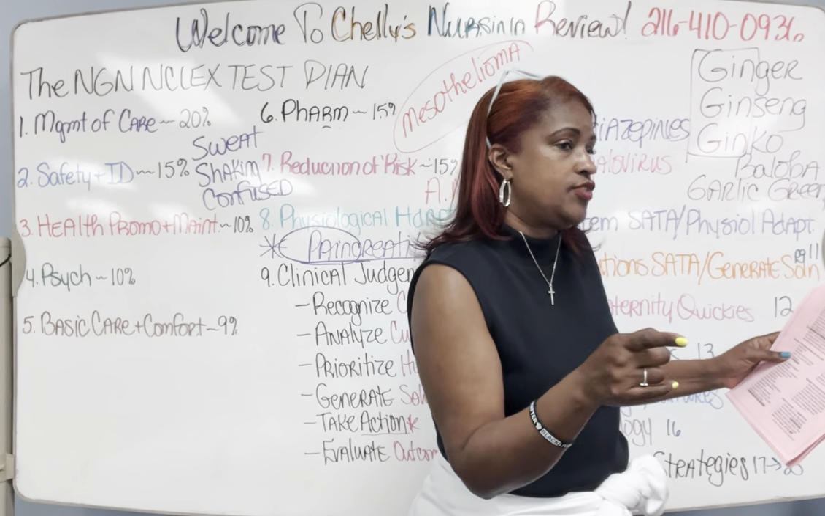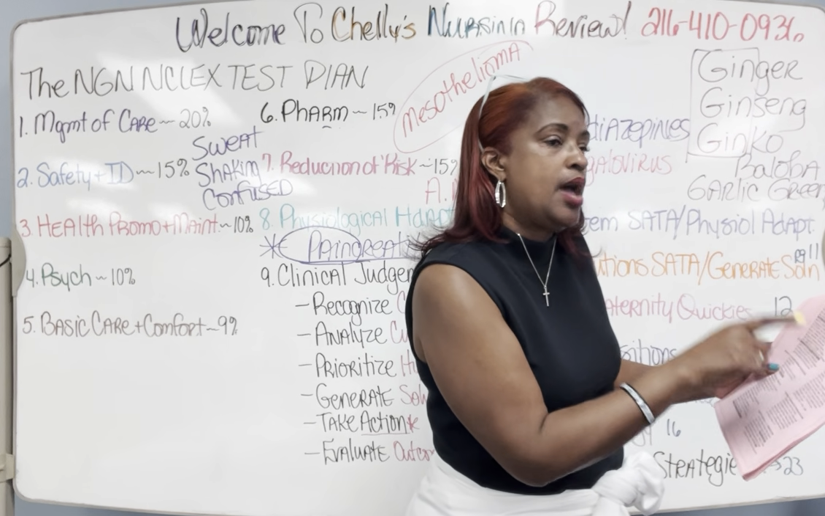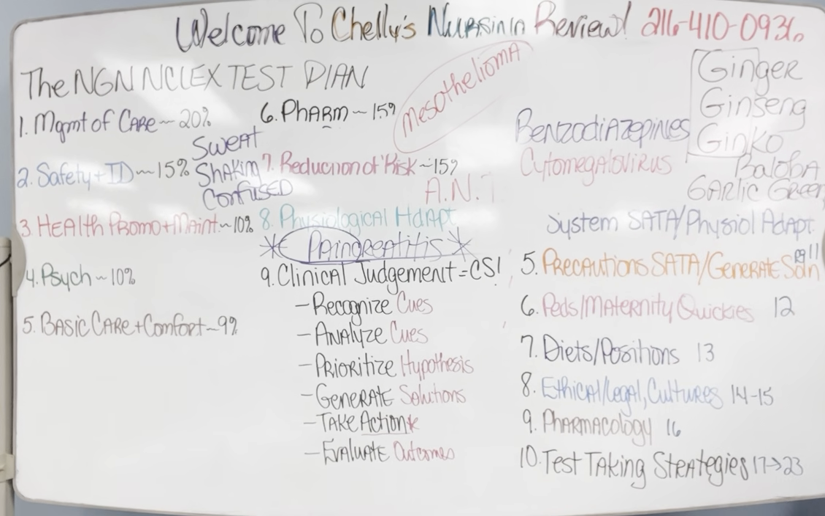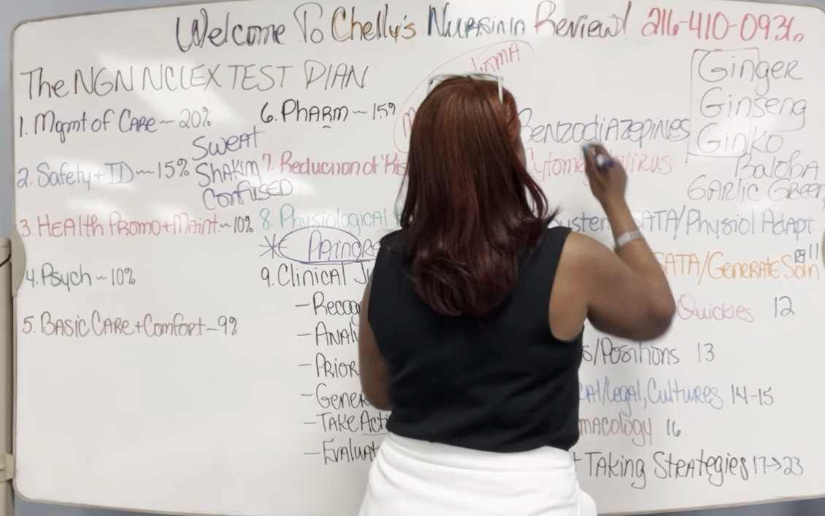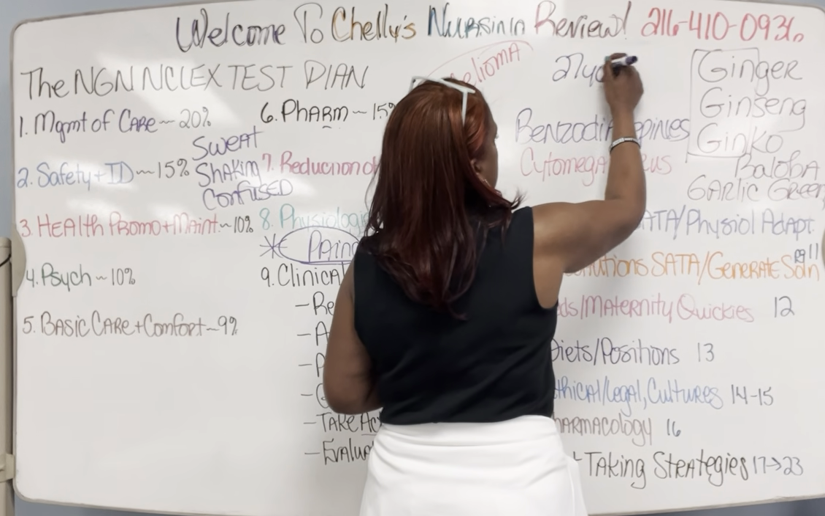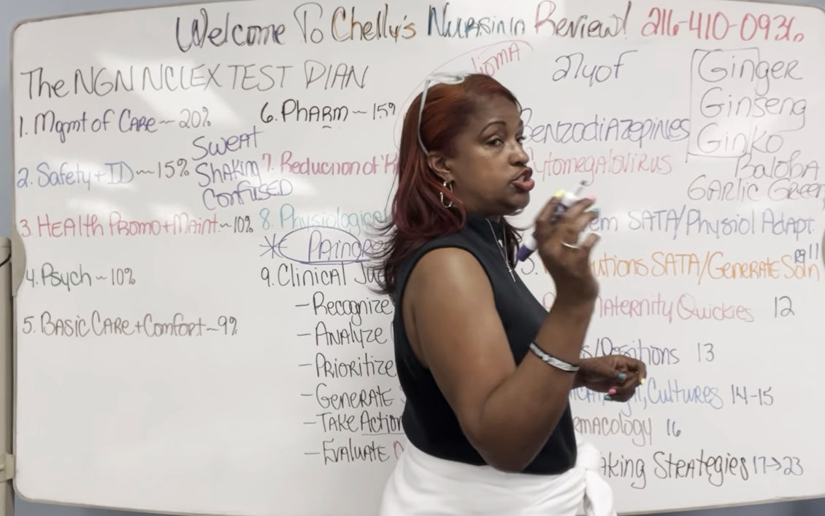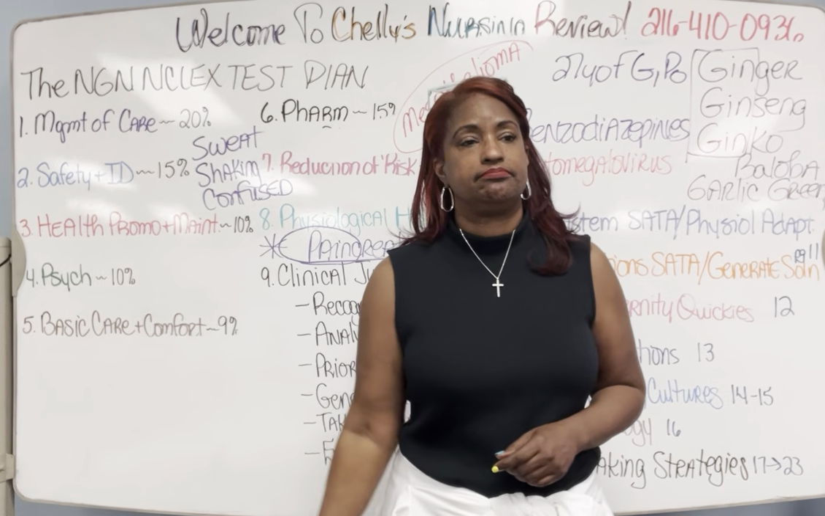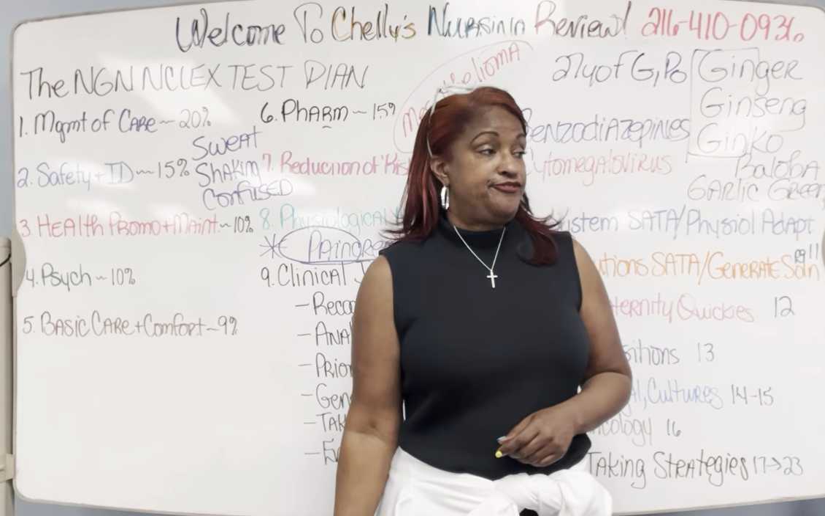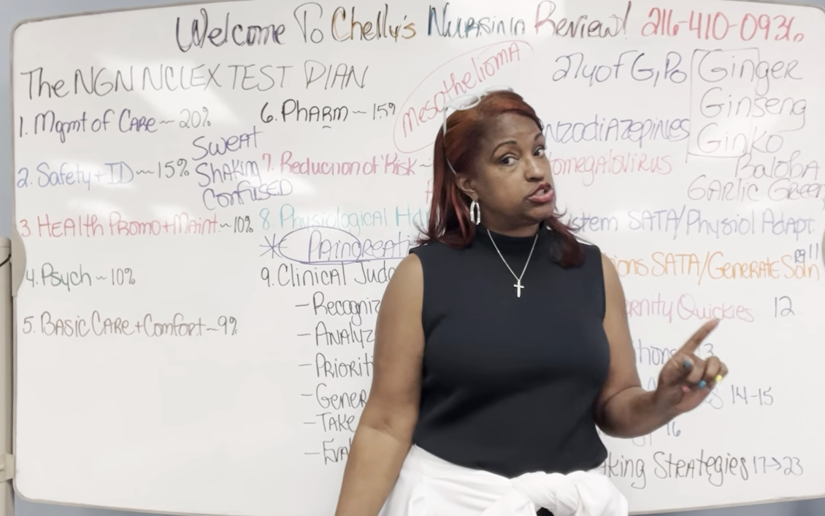Why do I care that you really know this one? Because, here we go. Years ago, I had a 27-year-old patient. She was a gravida 1, para 0. What does that mean? First pregnancy, no children.